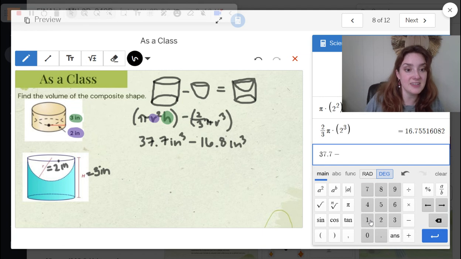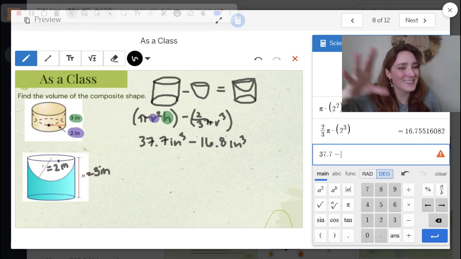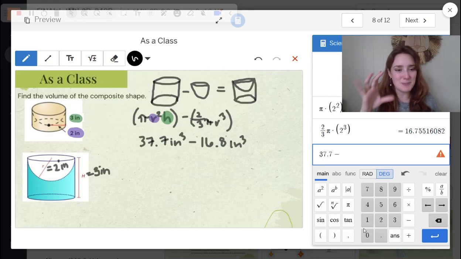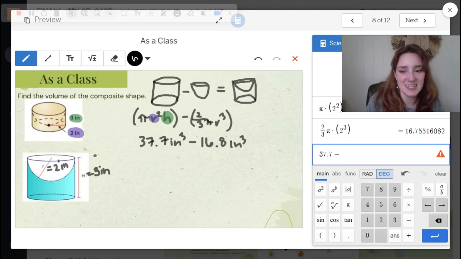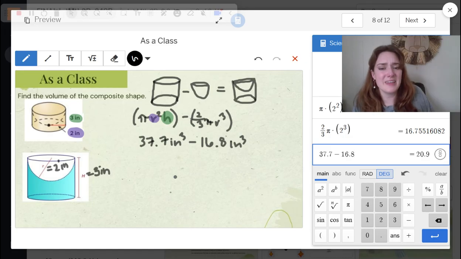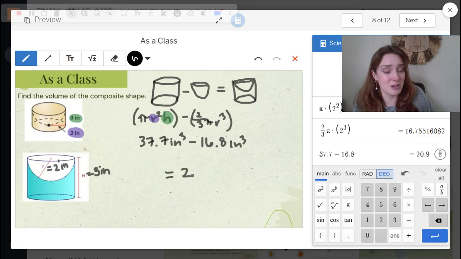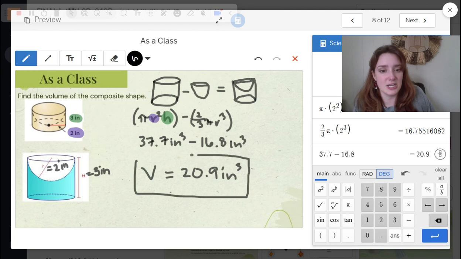So 37.7 minus that. Imagine it's an ice cream tub, like at an ice cream shop, they've got this big tub of ice cream. We took out this much ice cream. How much is left in their tub? We took out a lot of ice cream. So 37.7 minus 16.8, the ice cream we took out, would leave us with quite a lot of ice cream left: 20.9 cubic inches. So that's our volume for the composite shape.